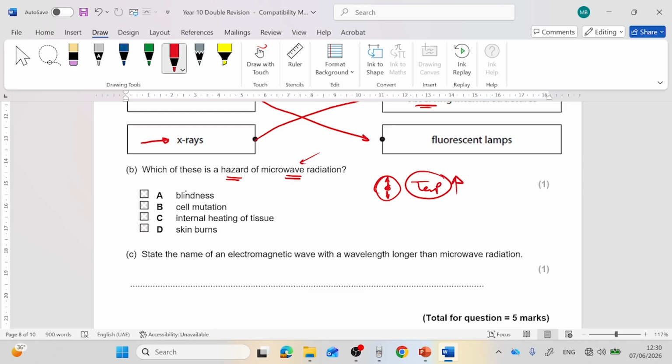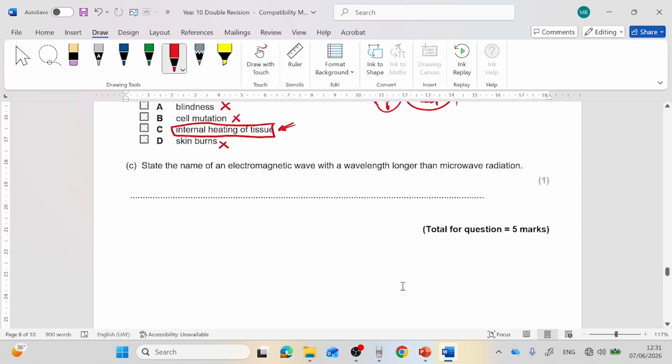So it will cause blindness. This is not true. It will cause cell mutation. Mutation is a change in the DNA, and it needs ultraviolet and gamma rays to be done. Internal heating of tissue, this is the correct one because this is the mechanism by which the microwave is used to heat our food. Skin burns can be caused by ultraviolet radiation. So one of the hazards of using microwave radiation is that it causes internal heating of tissue.